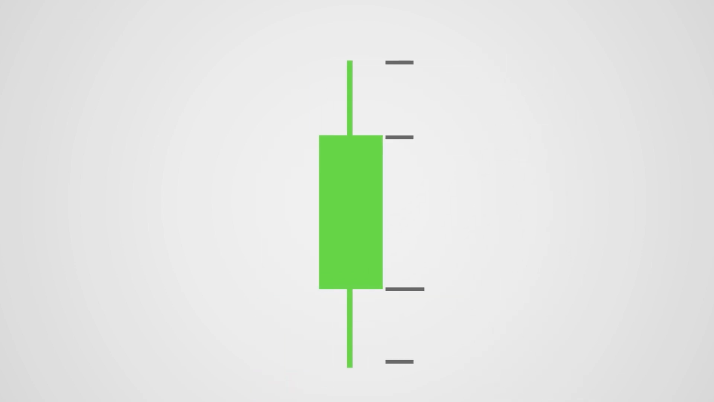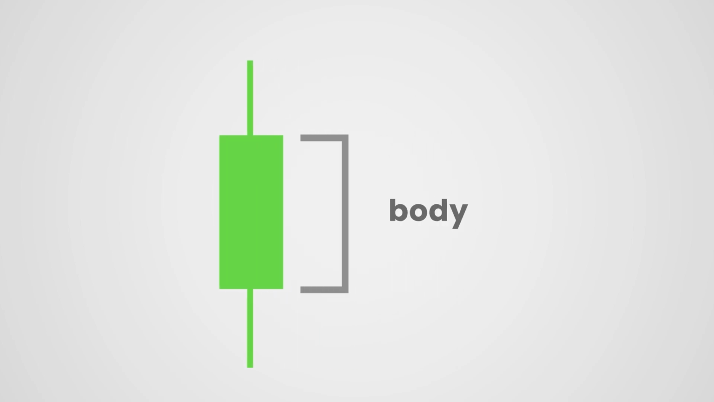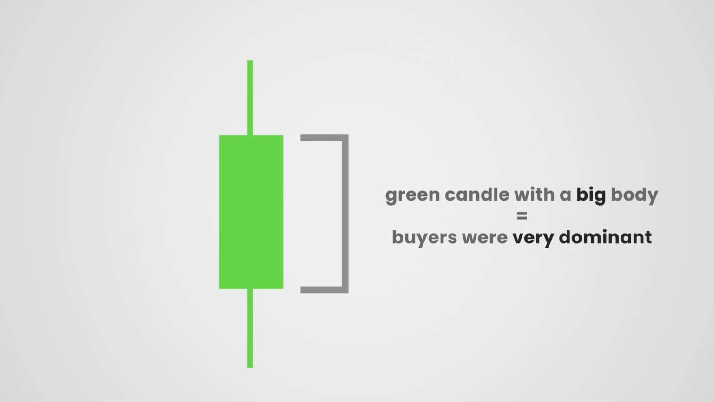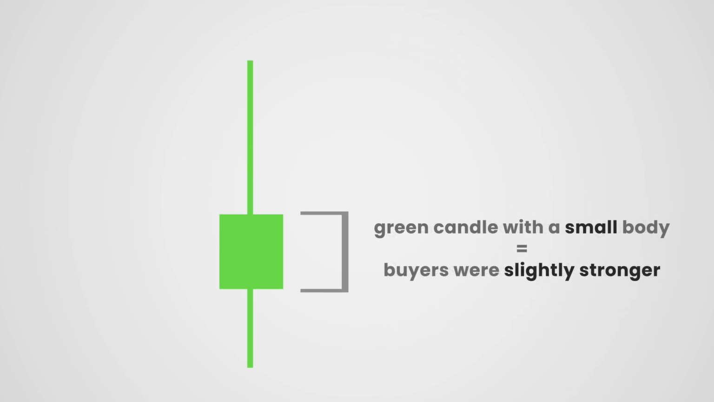A green candlestick indicates that the price closed higher than it opened, signaling that buyers were in control during that period. Conversely, a red candlestick means the price closed lower than it opened, showing that sellers were dominant. The rectangular part of the candlestick, called the body, represents the difference between the opening and closing prices. A larger body indicates strong momentum in the direction of the candle, while a smaller body often signals market indecision or a period of consolidation.